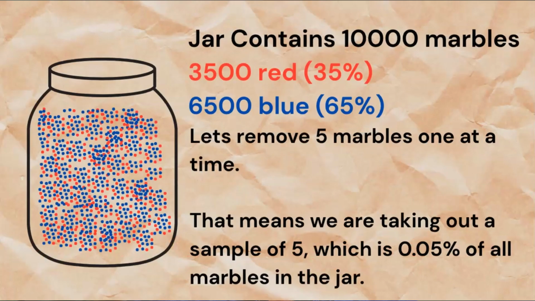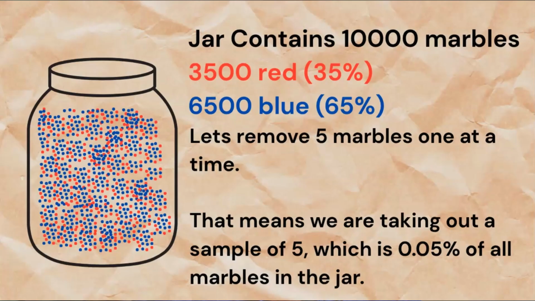All right, but now let's up it a little bit here. Let's say that we have a much bigger jar, this time containing 10,000 marbles. 3,500 are red, still 35%. 6,500 are blue, still 65%. And once again, let's take out 5 marbles. But this time, we're only taking out 5 out of 10,000 marbles.